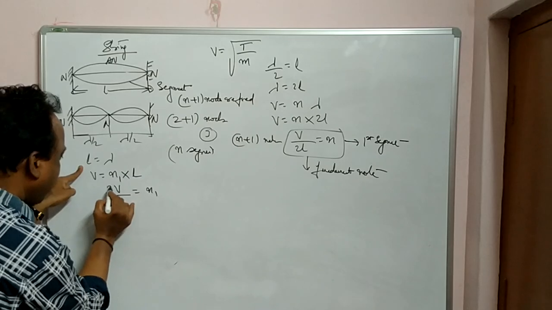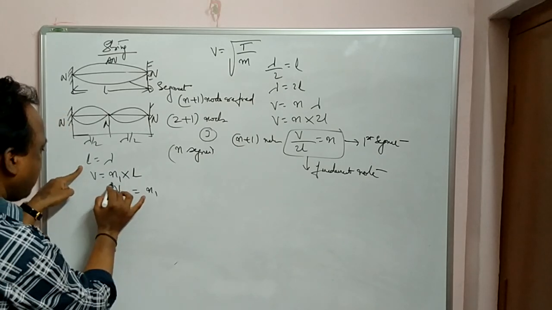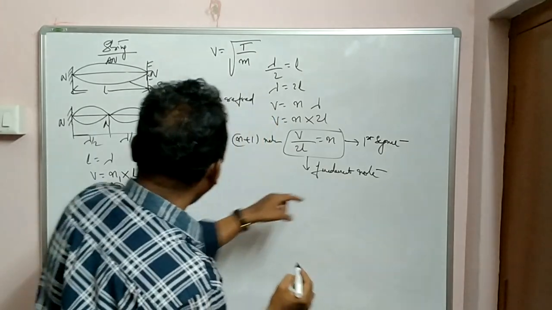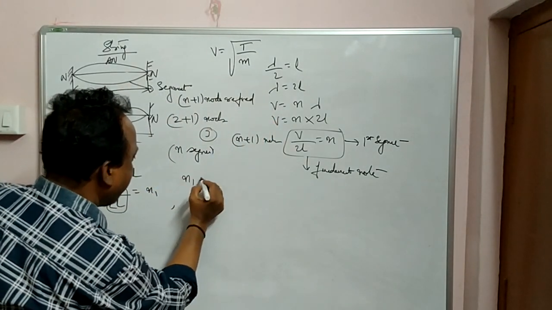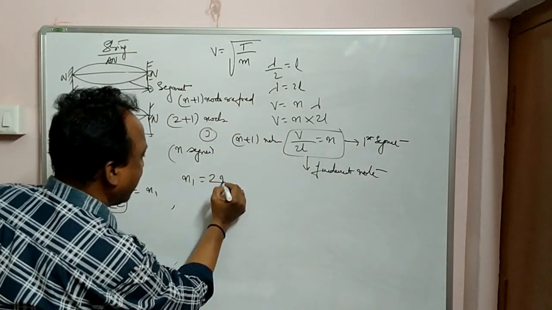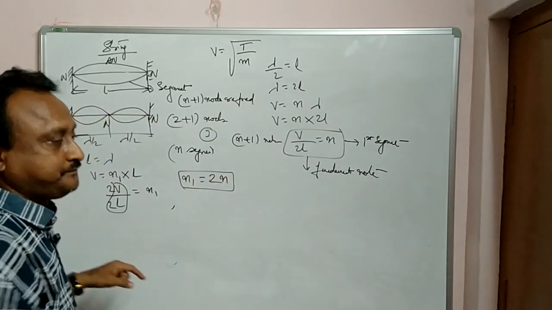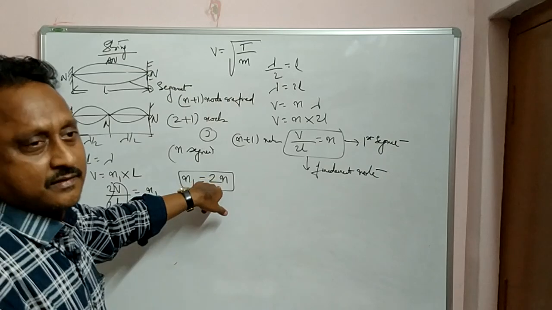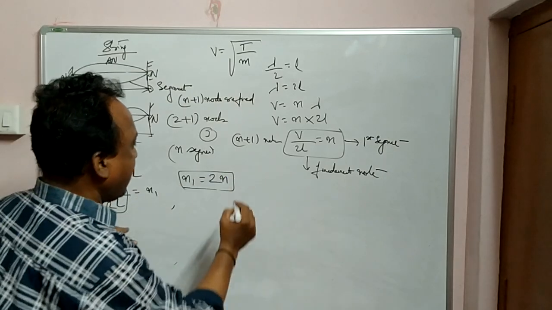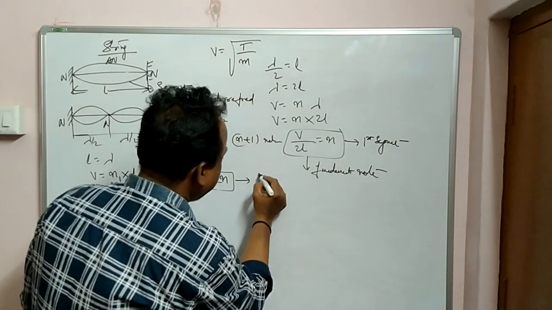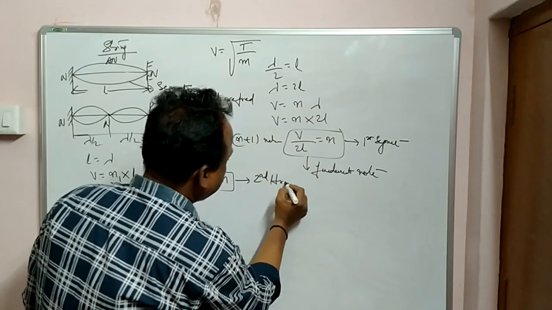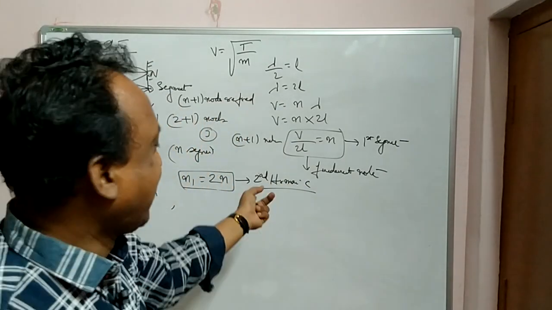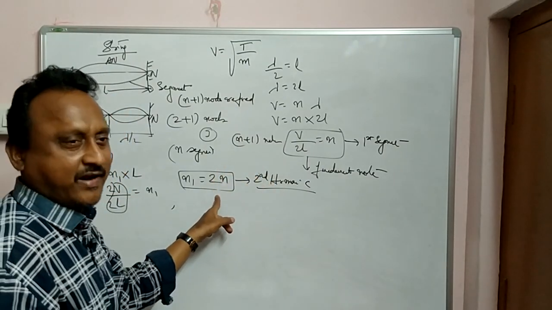Now I'll multiply and divide by 2. So what is this? V by 2L is the fundamental frequency. So n1 is equal to 2 times of n. In terms of harmonics, you can also call it the second harmonic, since it is 2 times the fundamental.